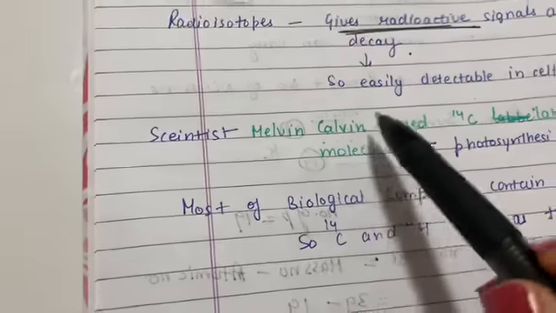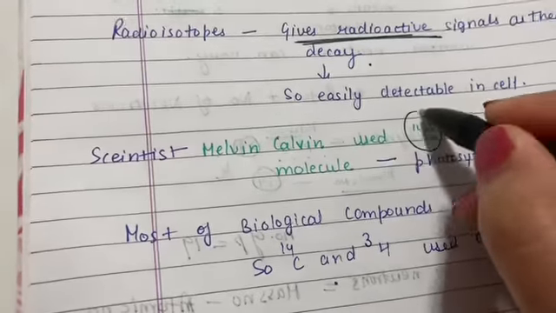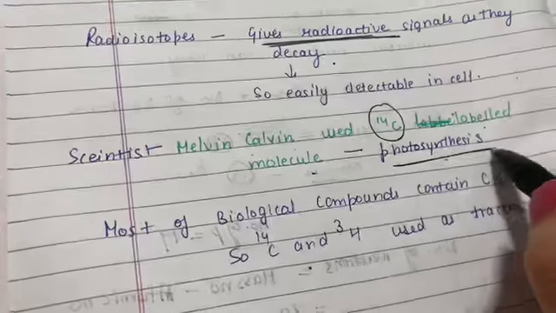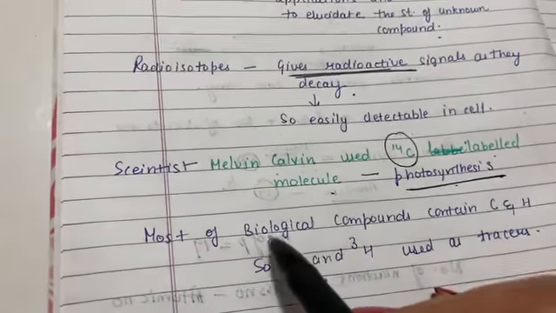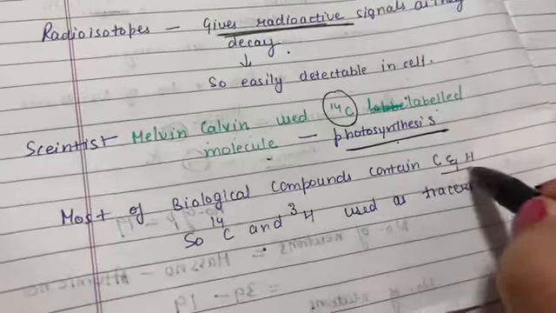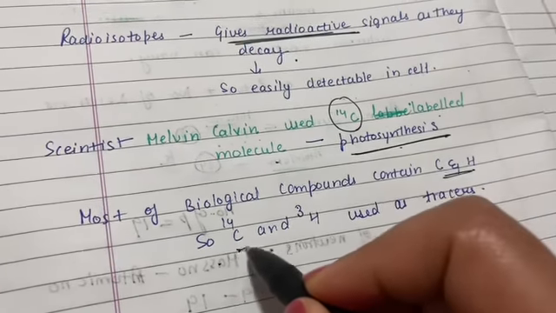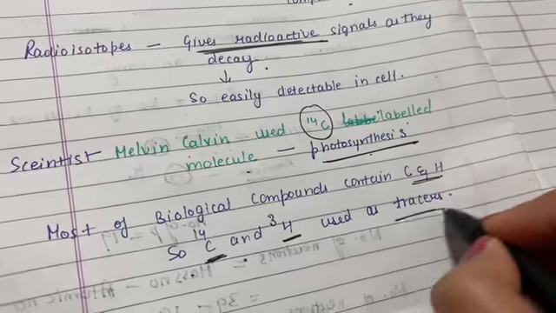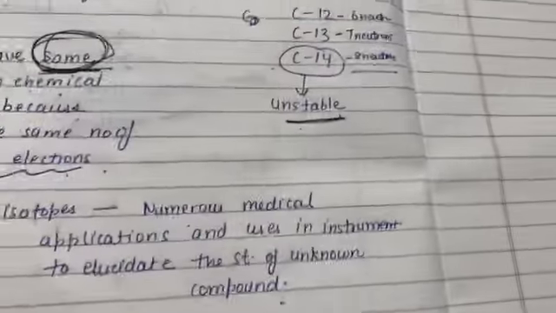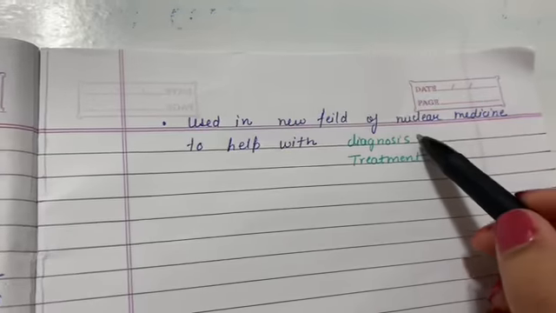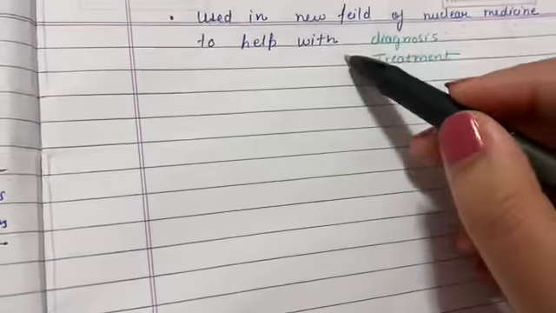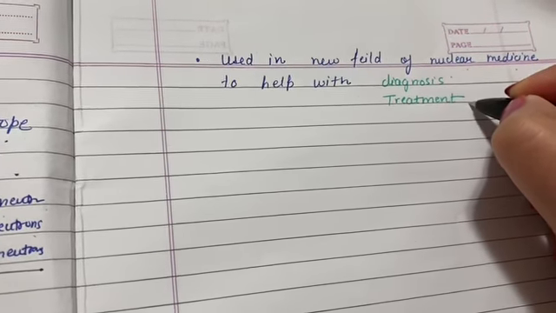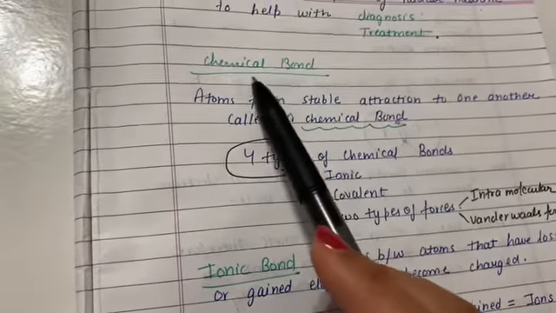Scientist Melvin Calvin used carbon 14 labeled molecules and discovered the process of photosynthesis. Most biological compounds contain carbon and hydrogen, so C14 and H3 are used as tracers. They are also used in the new field of nuclear medicine to help in various diagnoses of diseases and then their treatments. Okay, now we will study chemical bonds.